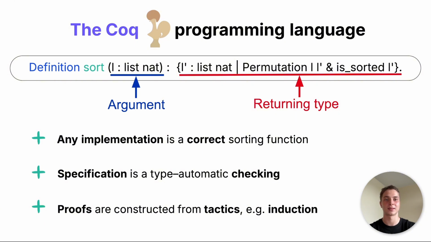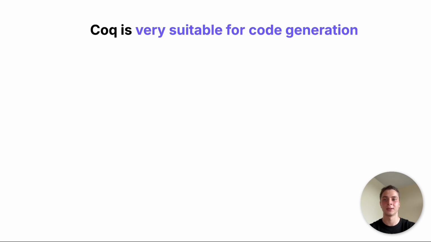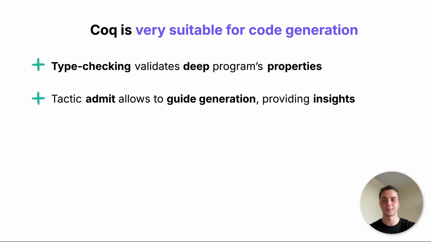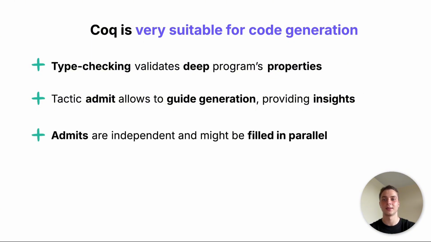Tactic induction takes the current statement and introduces two new goals, one assuming the base of induction and the other the induction step. Let's notice that Coq is very suitable for code generation. Code could be automatically checked, and Coq has a special tactic called admit, allowing to temporarily leave a part of a proof unfinished and move on with other parts. It works like leaving a blank space in the function implementation. You sketch the proof and request generation for the self-contained small parts later on. These leftover holes in the proofs are independent from one another and could be substituted in parallel.